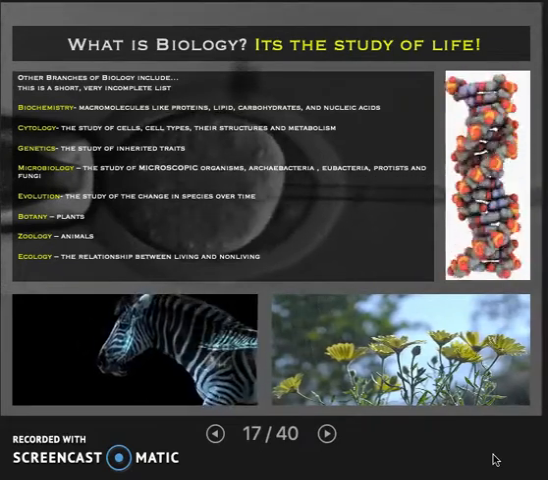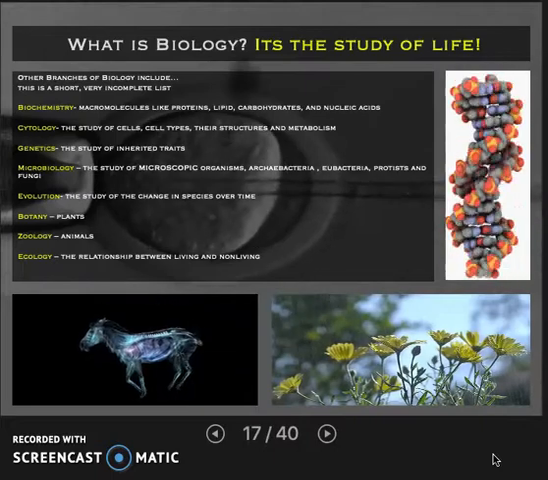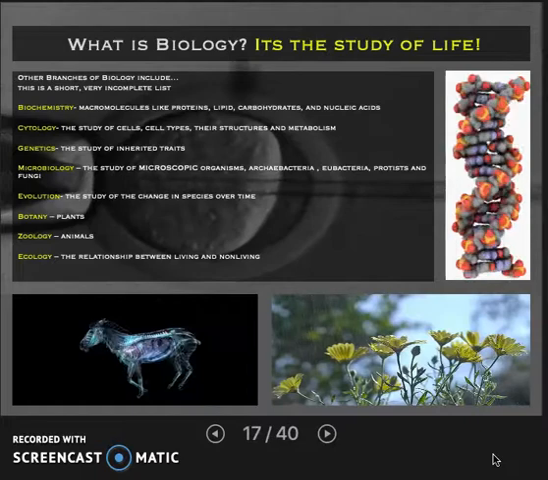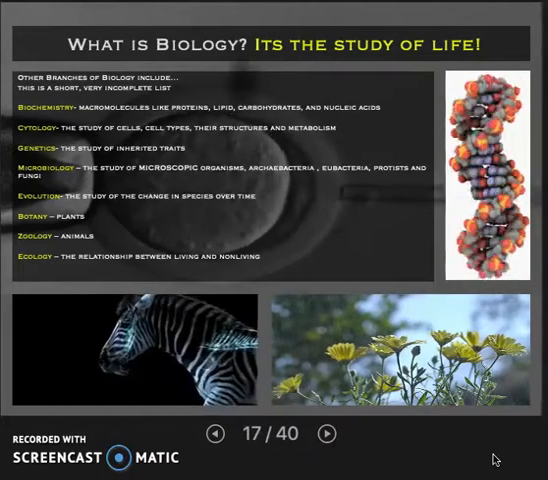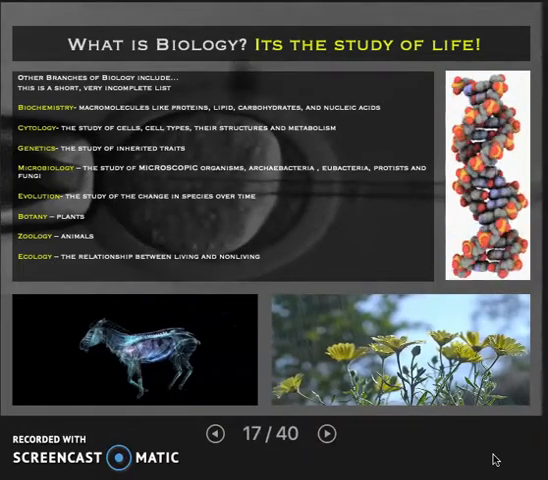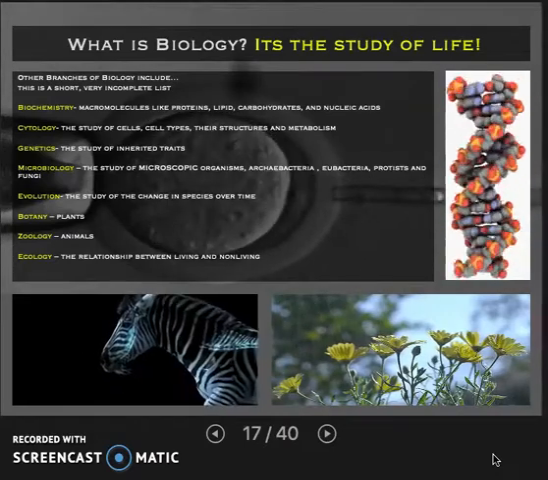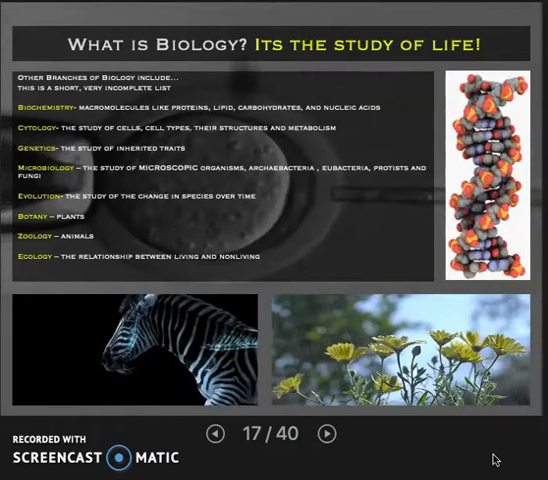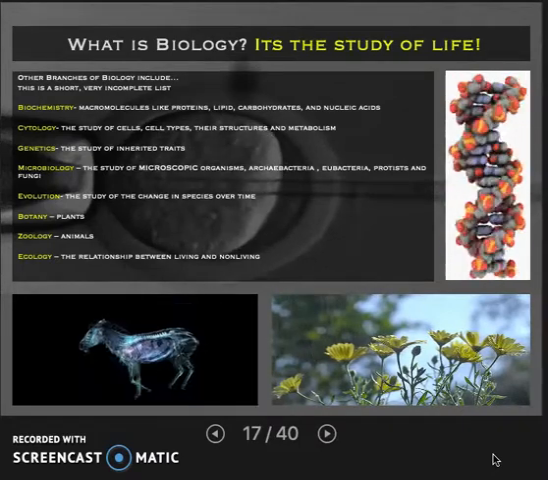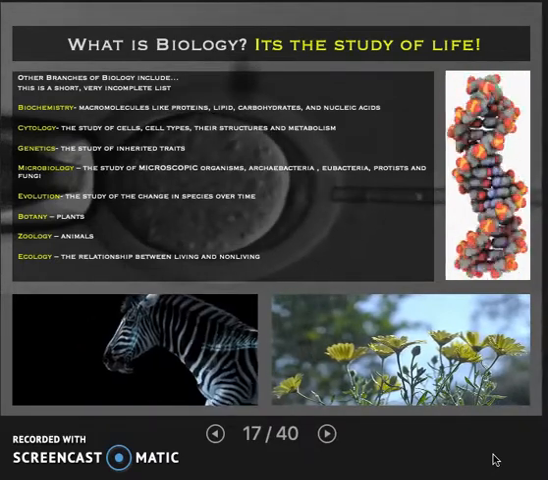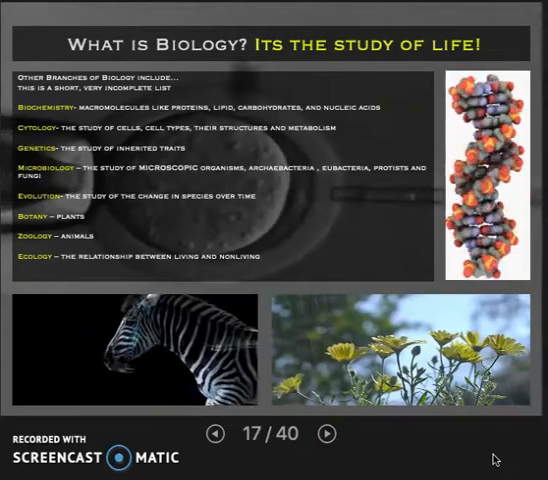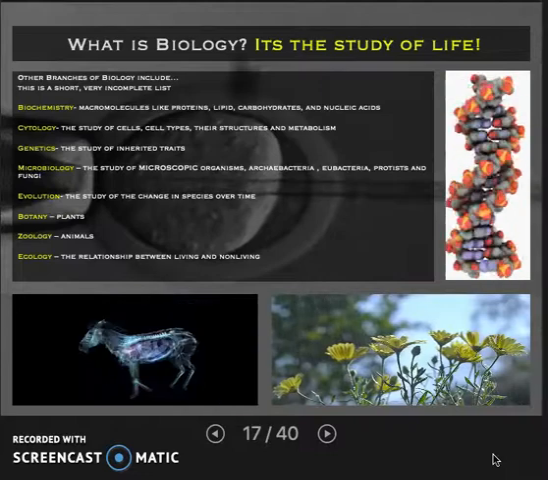Genetics is a study of how traits are inherited. Microbiology is the study of little tiny organisms, single-celled organisms, or just really small things. There's lots of things that are small that aren't single-celled. Evolution is the study of how species change over time. Botany is the study of plants. Zoology is the study of animals. And then you guys had a whole course on ecology last year. And that's how living things interact with the inanimate environment.